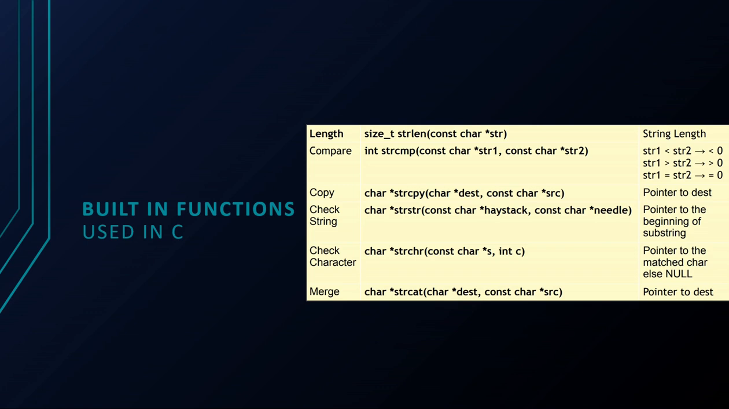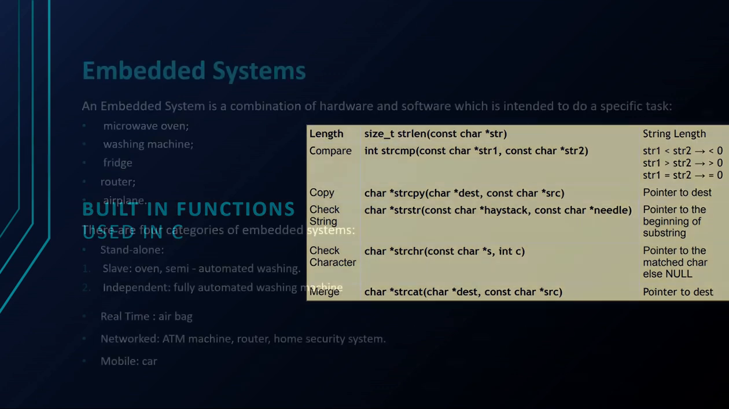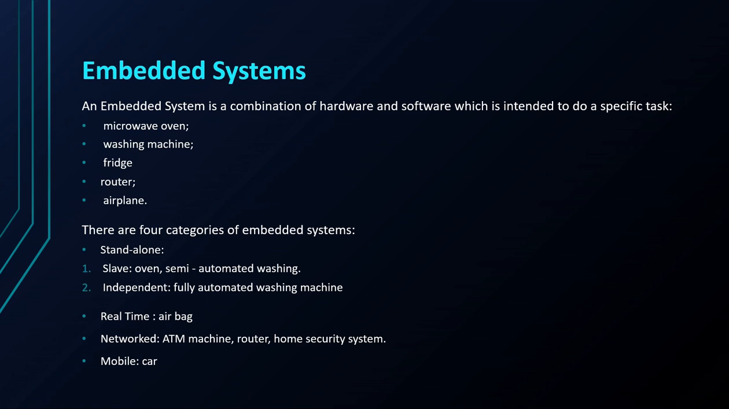Further, I am going to provide some insight in regards to embedded systems. An embedded system is a combination of hardware and software which is intended to do a specific task. As examples of embedded systems, we have microwave oven, washing machine, fridge, router, and airplane. There are four major types of embedded systems. We have standalone, and this can be either slave, which will follow the actions as they are and will not do actions on their own. As examples, we have a microwave oven and a semi-automated washing machine. Independent embedded systems take necessary action on their own and have intelligent parts integrated. As an example, we have a fully automated washing machine.